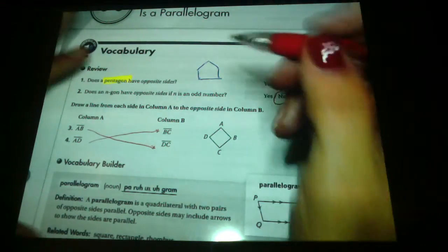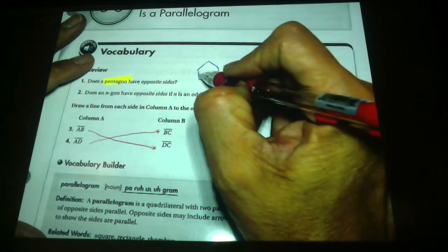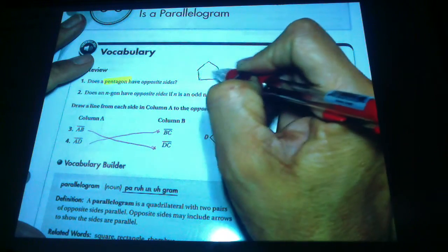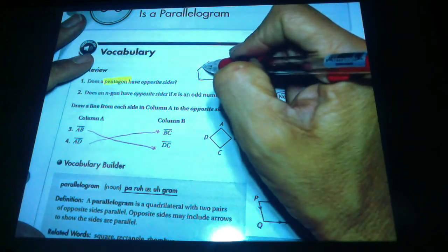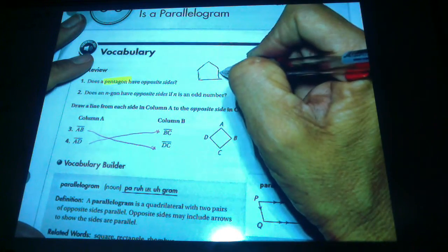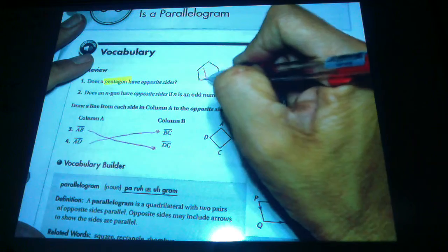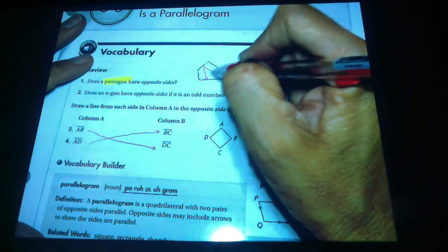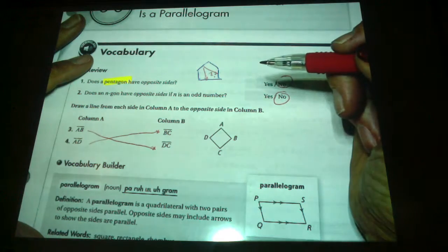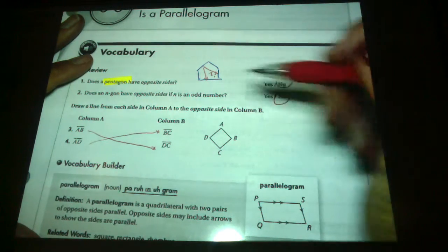And then if I were to draw an arrow from here to here, yeah, I can get an opposite side there, right? But here, what's the opposite side to this one? Is it here or is it here? That's hard to tell. So there isn't just one opposite side to each side in a pentagon. And so the answer is no.